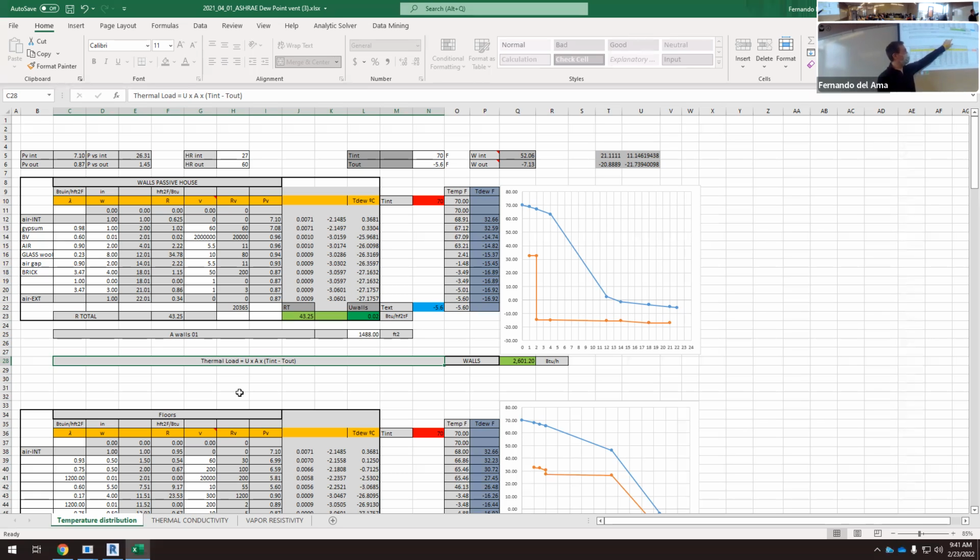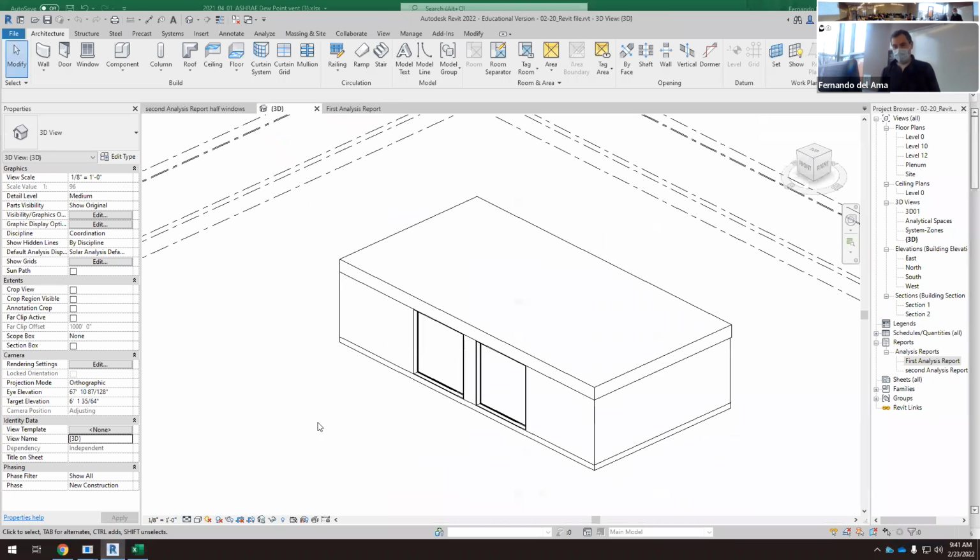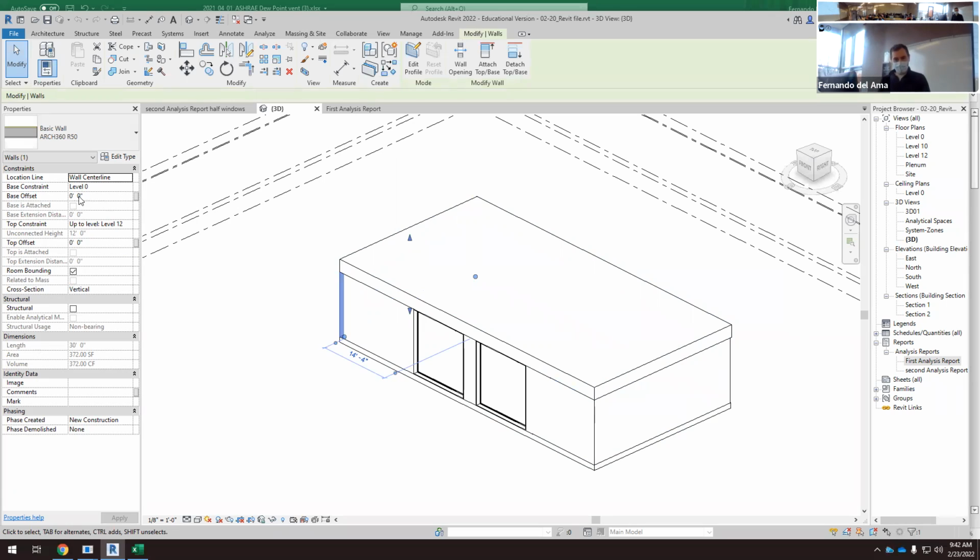Here we have the area, and here we have the difference between indoor and outdoor temperature. We have defined indoor and outdoor temperature there, and we need now the area. So where do we get the area of this element? In Revit. If we pick the walls, where do we have the area of the walls? If we select the wall, we have the area of the wall somewhere. Yeah, the area of the wall is 372 square feet.